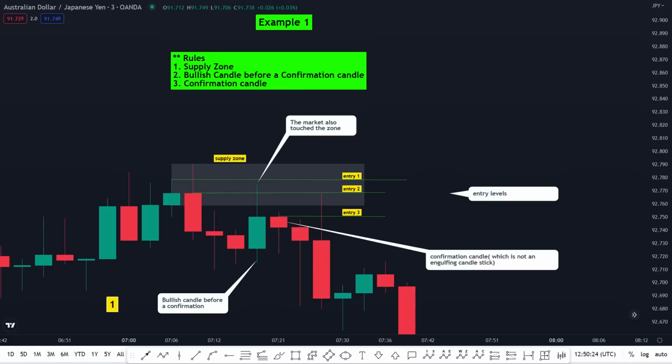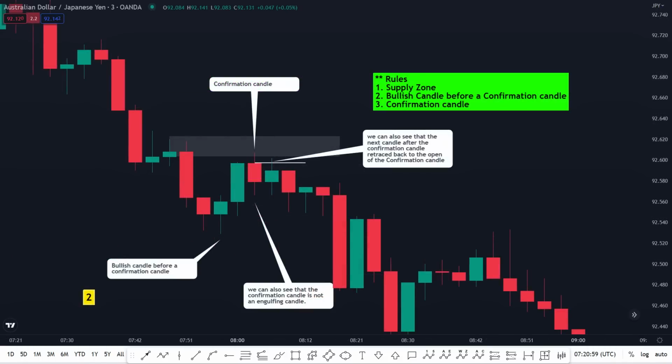And we can see on this example the entry number 1 was not triggered, but entry 2 and 3 did trigger, even though it skipped one candle to trigger. Throughout the video, we will also touch on how long you should hold your limit order, so stay tuned.